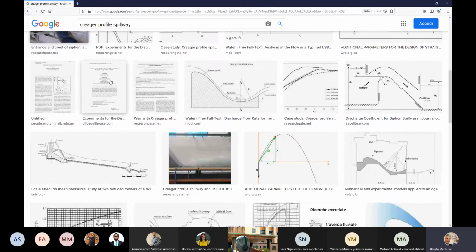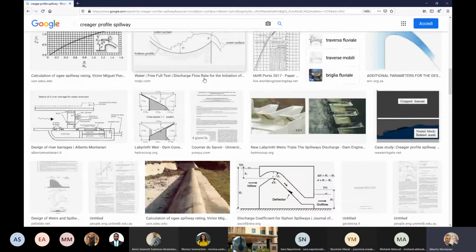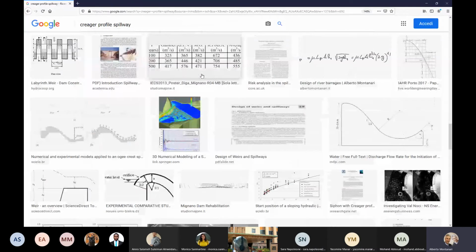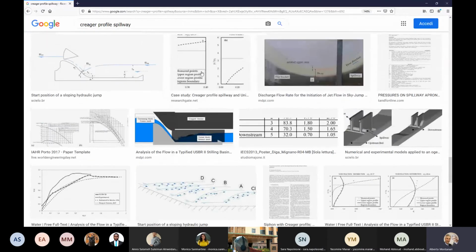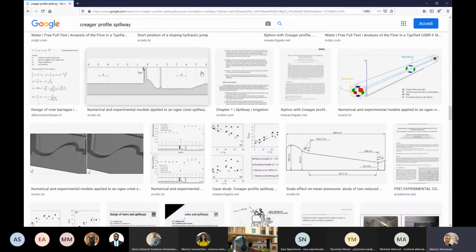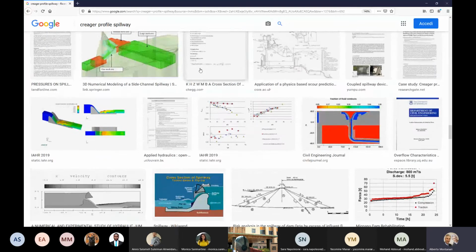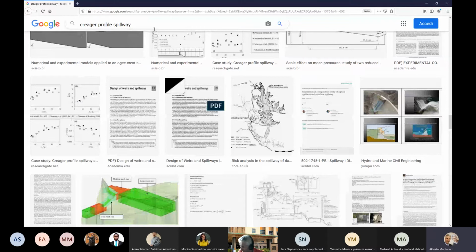Okay, and let me see if I can find some meaningful pictures. I think let me see if I can find a picture of the Ridracoli Dam, because I think it is a very nice example. I anticipate, you see what I looked for, the search term in Google, Krieger profile spillway. Okay, Krieger profile is the name of the shape of this slide.